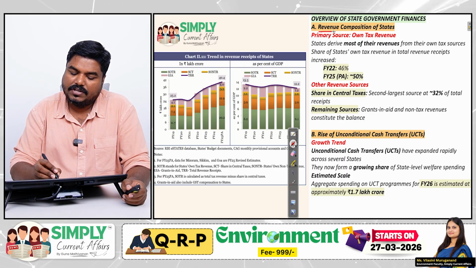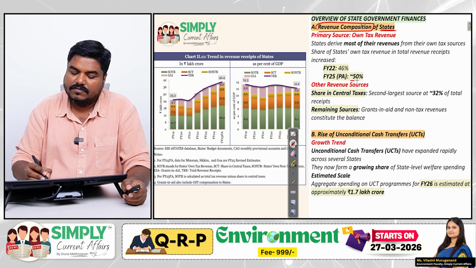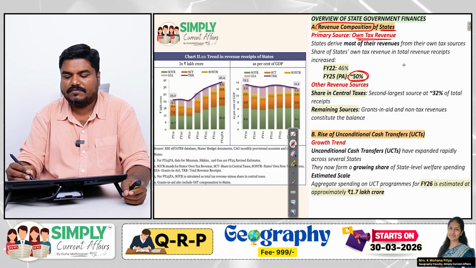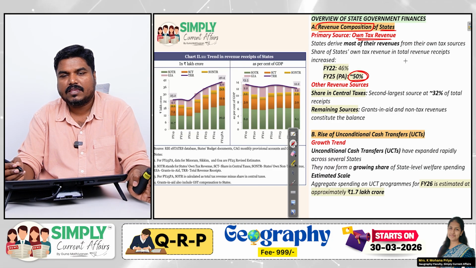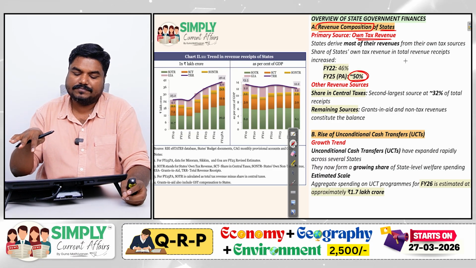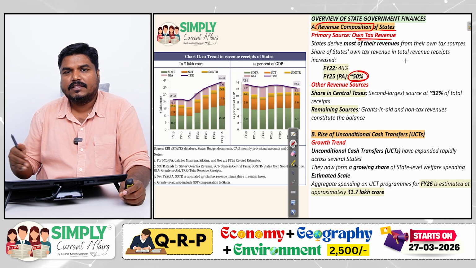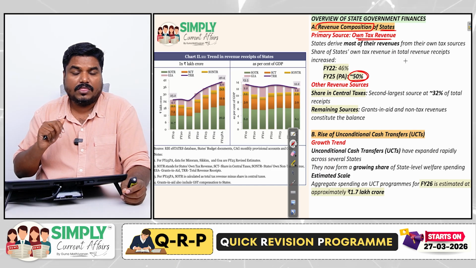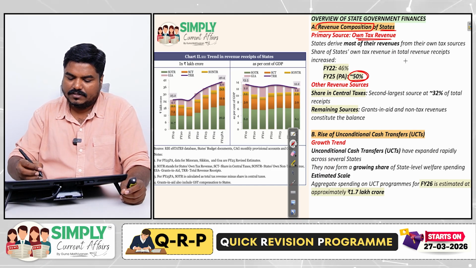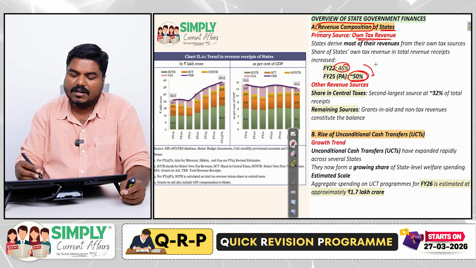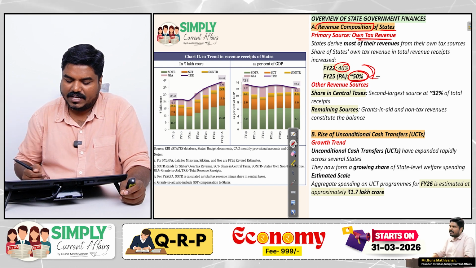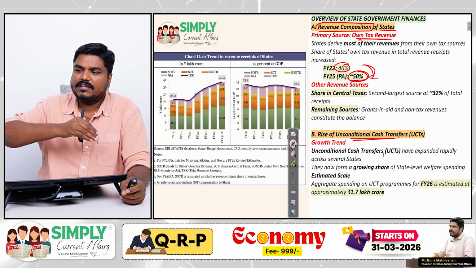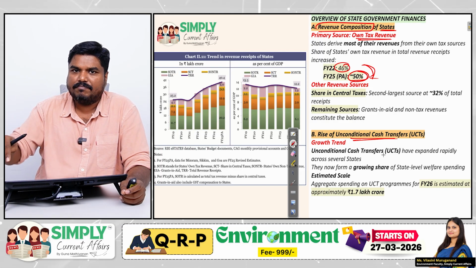Then, with respect to the revenue composition of the states, almost 50% of the state's revenue is coming from their own tax revenue. If any state earns 100 rupees, 50 rupees is coming from their own taxes. The remaining money will come from central government support and the state's non-tax revenue, with which they manage. This is something positive because, compared to the previous year, the state's own tax revenue share is increasing.